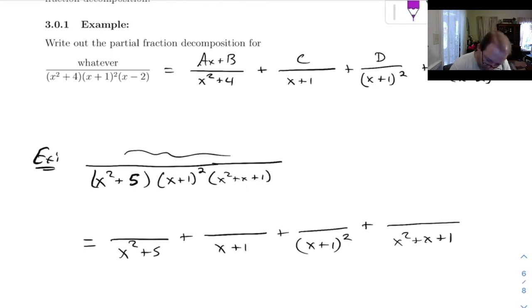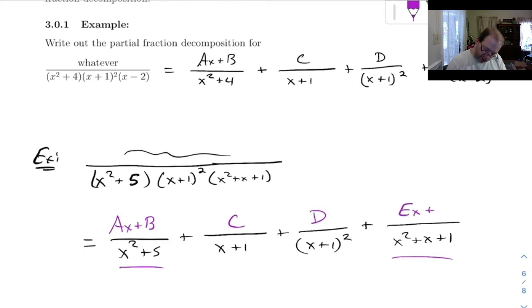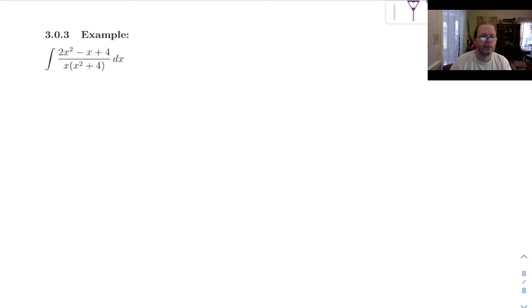So we do this, and then for our letters on top, this one and this one are both irreducible quadratics, so they'd get the ax plus b. So we get c, d, ex plus f. We're going to skip ahead to example 303 because it's significantly easier than example 302. In example 303, we've got a linear factor and an irreducible quadratic factor in the denominator.